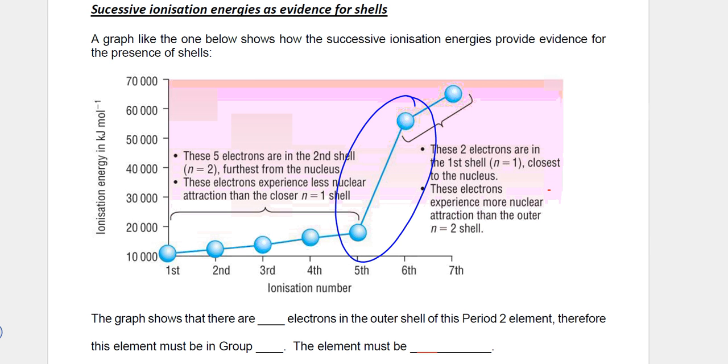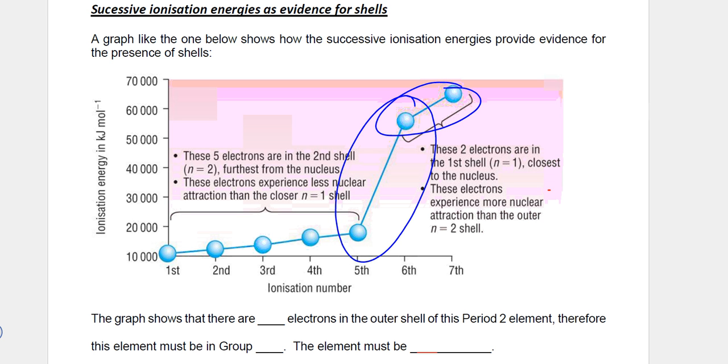So it's telling us the first five are relatively easy to remove. They must be in an energy level or shell further away from the nucleus. Whereas the sixth and the seventh electrons, those ionisation energies are much, much higher, dramatically higher. So they must be much more tightly held by the nucleus. So they are in an energy level much closer to the nucleus.